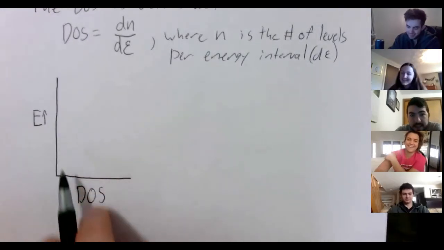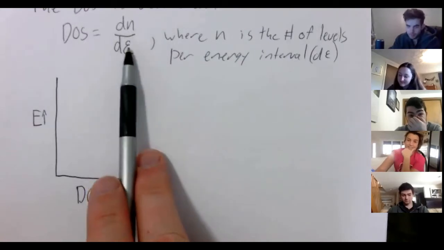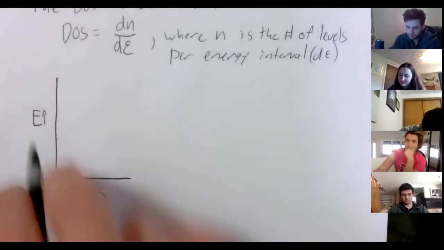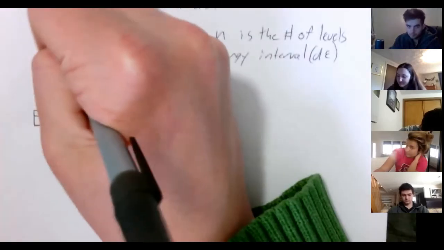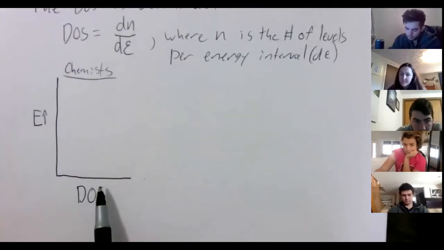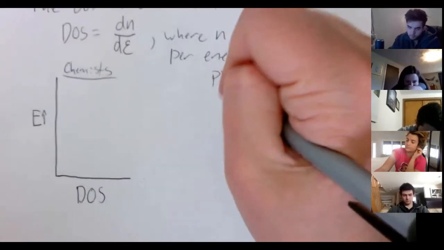Is that dN over dE or is that d? Yep, dN over d epsilon. All right. So chemists, they tend to put the energy axis on the Y and the DOS on the X, whereas physicists do the opposite.